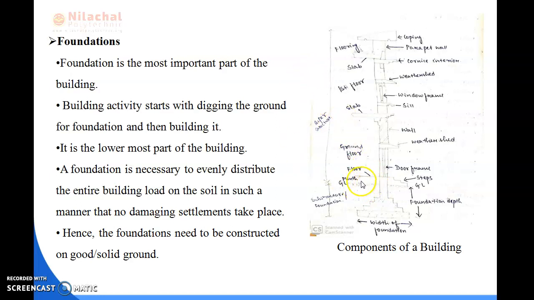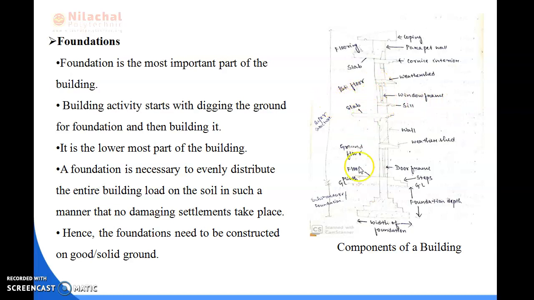You can see here this one is the plinth level. Okay, and this one is a floor, this one is a door frame. In between this to this is known as ground floor, and this is known as weathered set. Also we can call it chajja. This is wall and sill. The sill is mainly located at the bottom of the window, as we will be reading in the slides. Okay, this is known as slab. This is window frame.